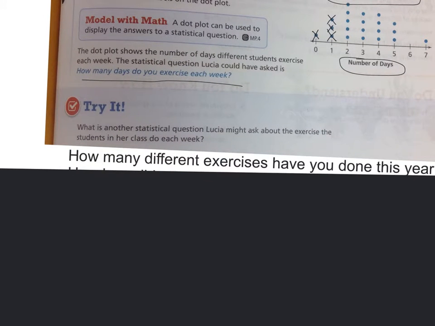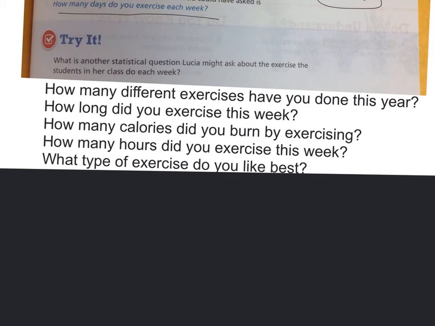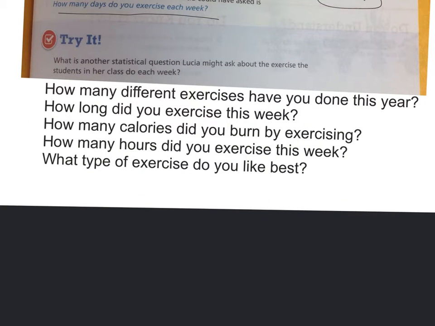If we look at the try it, it says, what is another statistical question Lucia might ask about the exercise the students in her class do each week? Here are some other different possibilities. How many different exercises have you done this year? How long did you exercise this week? How many calories did you burn by exercising? How many hours did you exercise this week? What type of exercise do you like best? Again, all of these have multiple answers, multiple responses that would be possible, and so all of those would be statistical questions.